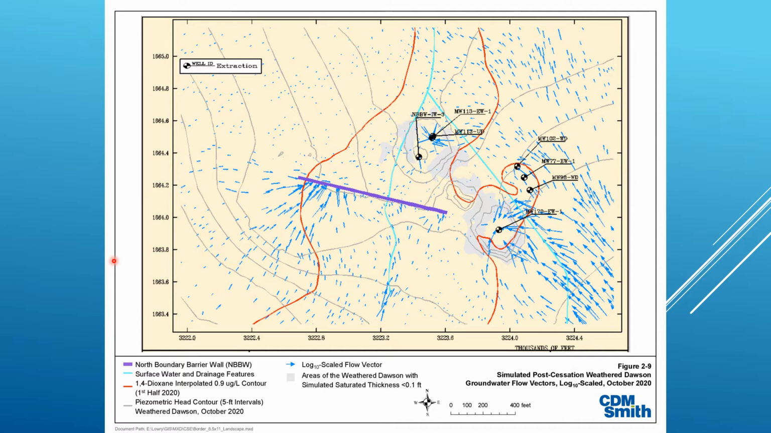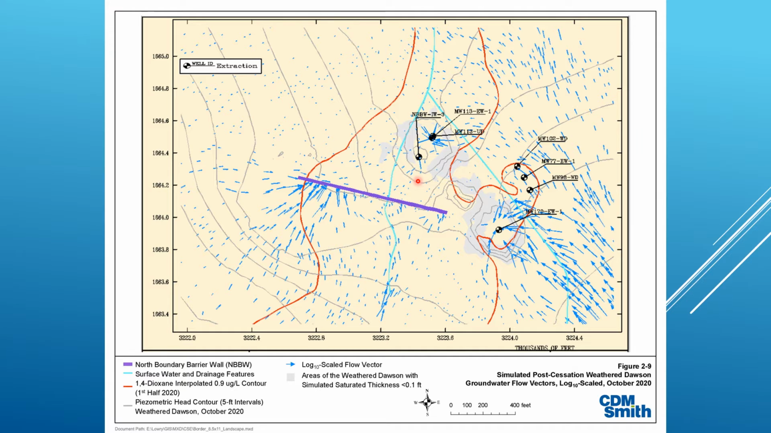Flow vectors are represented as arrows, with the larger arrows representing areas of higher groundwater flow, faster groundwater flow, and the smaller arrows representing areas of very slow groundwater flow. The light gray areas shown to the east and north of the north boundary barrier wall are areas where the numerical model predicts the weathered Dawson will be dry under steady state conditions.